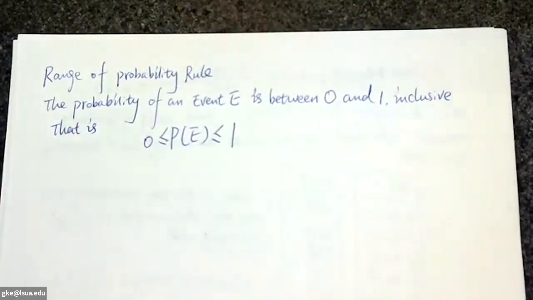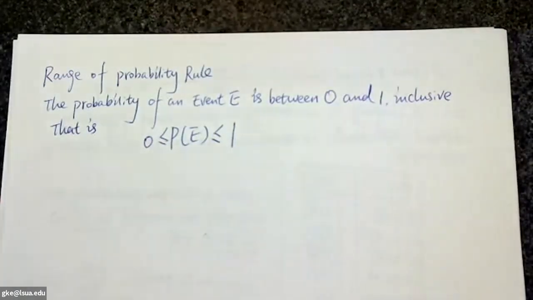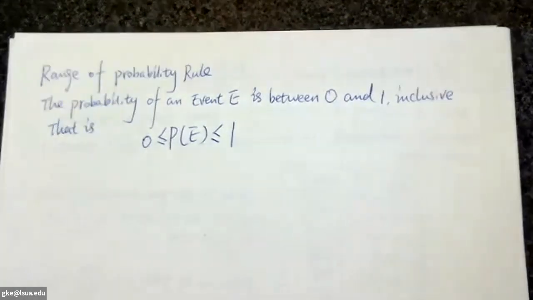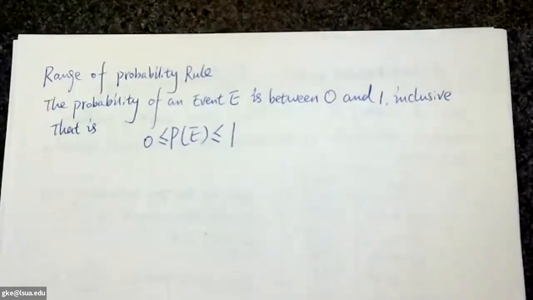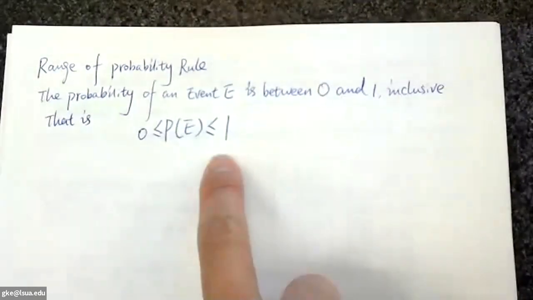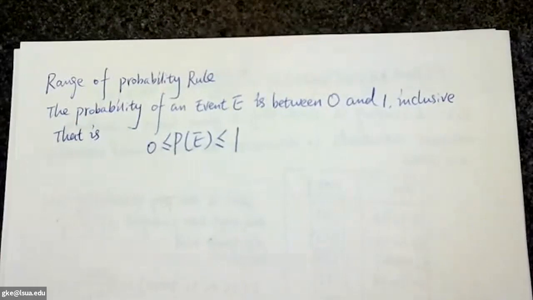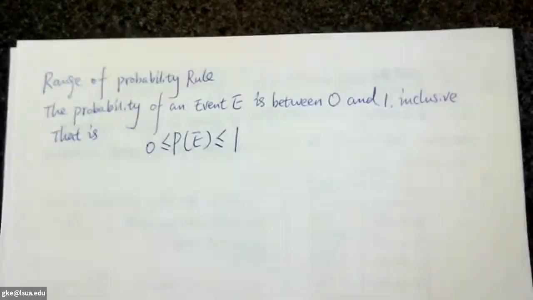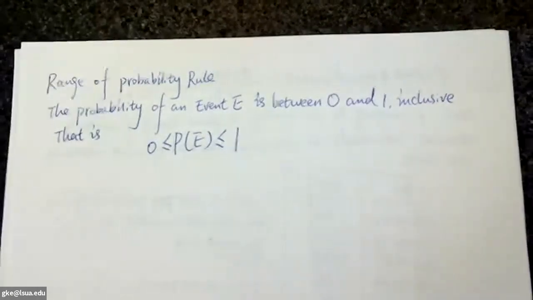Okay. In reality, if you see a probability is negative, that's ridiculous. Probability is never negative. Another thing is if somebody tells you the probability of something is 2, you shouldn't trust that guy, because probability is never greater than 1. One means that event can certainly occur, 100% gonna occur.